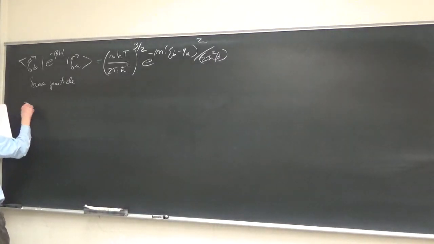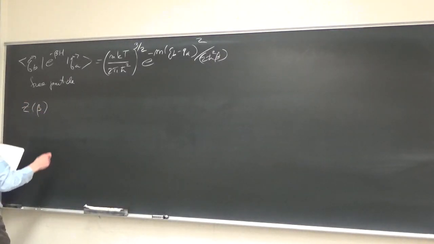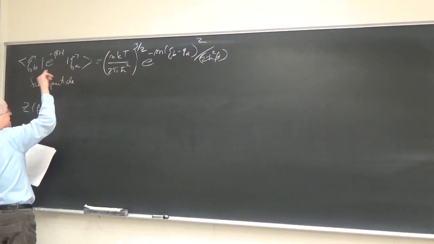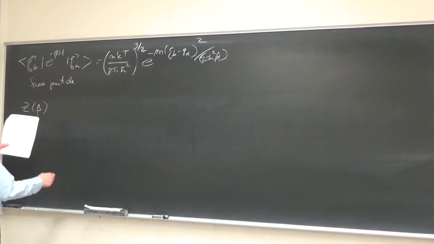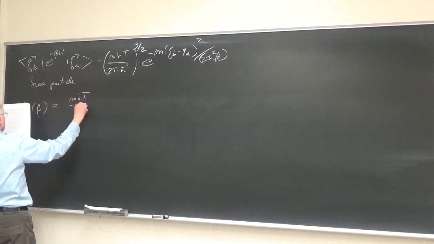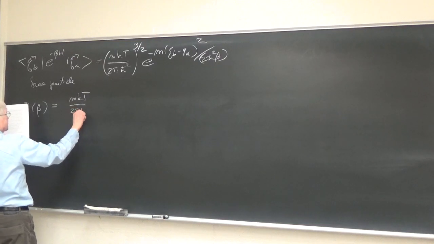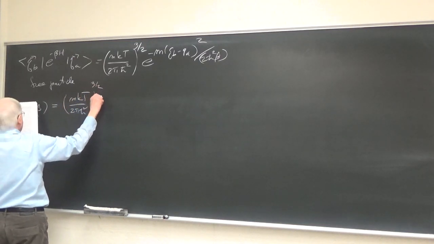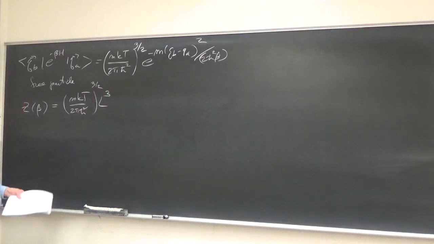And in particular, the partition function, which is you set qB equal to qA and integrate over all space, what you get is (mkT / 2πħ²)^(3/2) times the volume of all space.